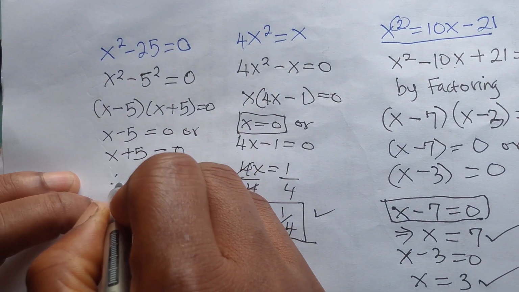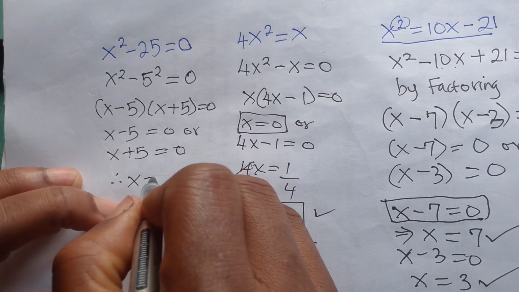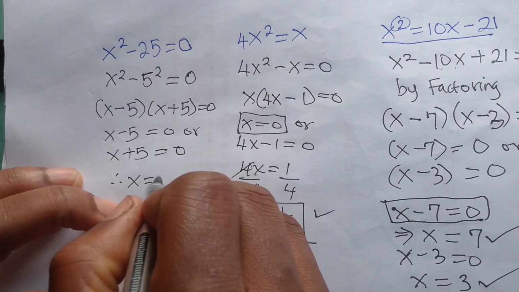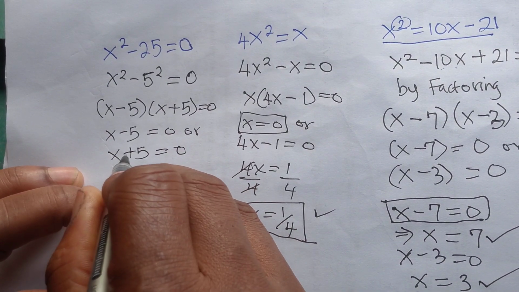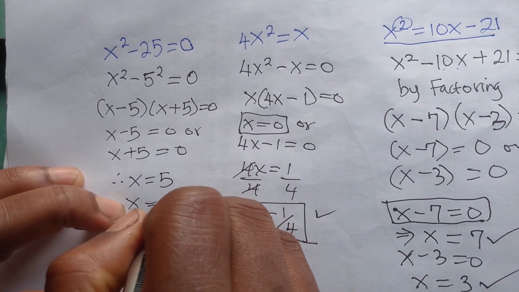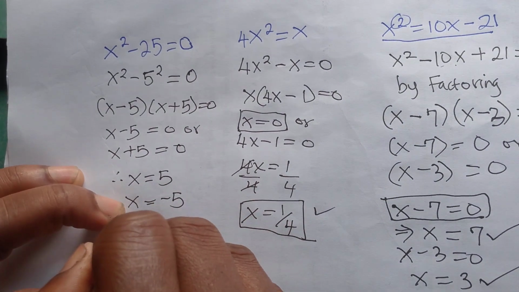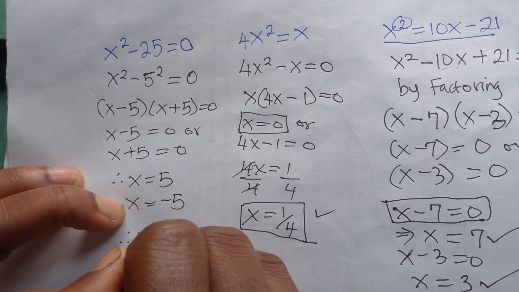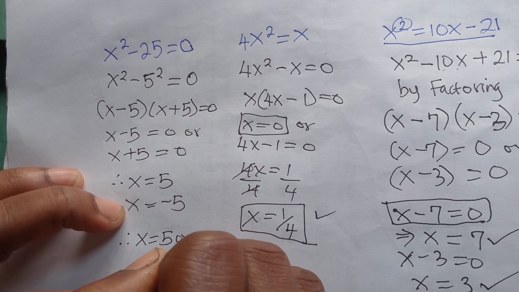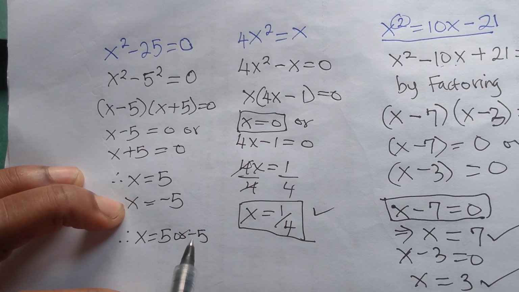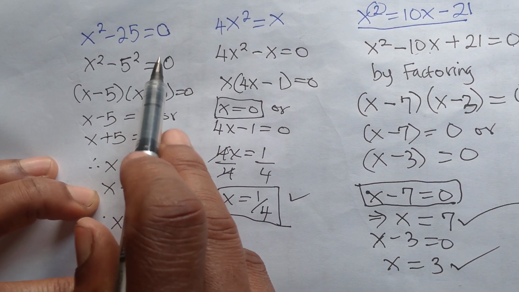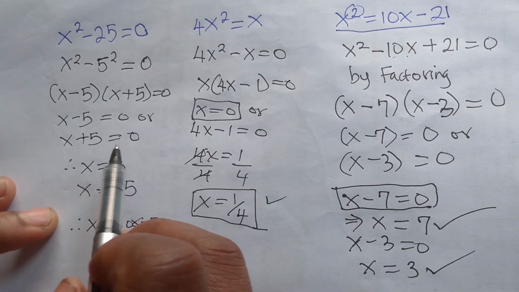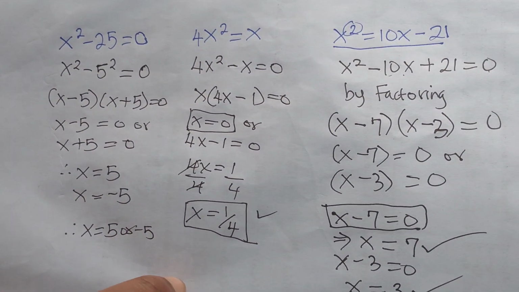Now we solve it out. From here, x is equal to, when this negative crosses over, it becomes positive. Then here again, x is equal to, when this positive crosses the equal sign, it becomes negative. So therefore x is equal to 5, or minus 5. Now when you substitute this back into our equation here, you will get 0. Okay, so that is how easy it is to solve quadratic equations.